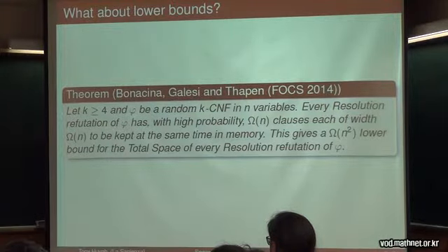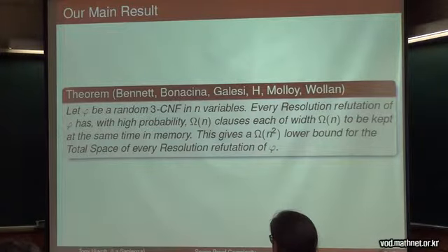The issue with their proof is that k is at least 4, and so their proof essentially broke down if you tried to do it for these 3-CNFs, and I'll say why that's the case. Our result is basically the same theorem for k equals 3, which is essentially the end of the story for k-CNFs. Again, we get this matching lower bound for the total space, so this is best possible.